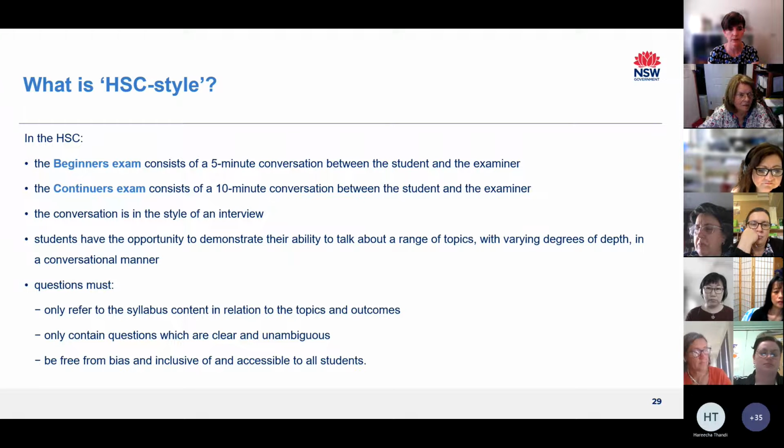Students have the opportunity to demonstrate their ability to talk about a range of topics with varying degrees of depth in a conversational manner. Questions must only refer to the syllabus content in relation to topics and outcomes, and only contain questions which are clear and unambiguous. They need to be free from bias and inclusive of and accessible to all students.